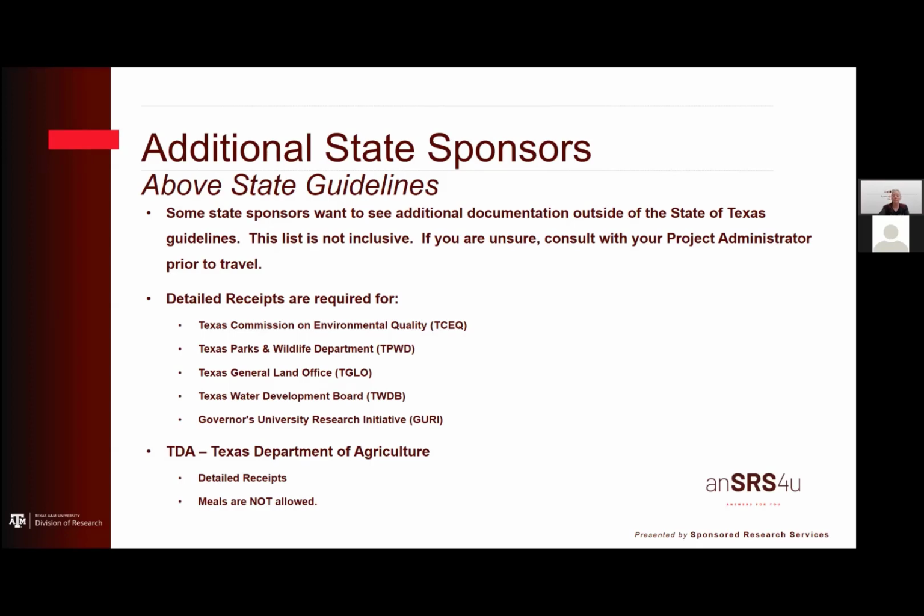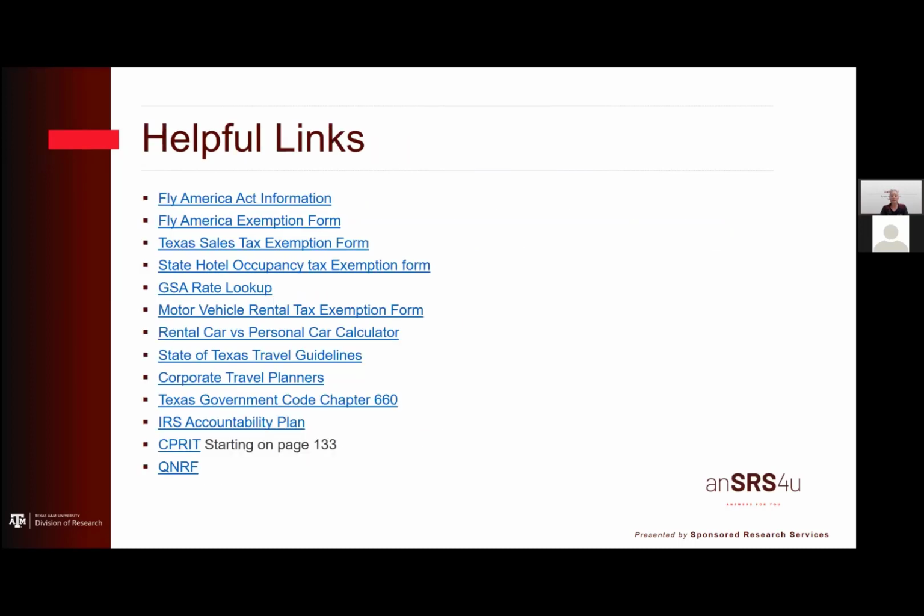If you do not have a full receipt, there is a form you can fill out called Document in Lieu of Receipt, and you have to sign it, list everything that you ate, and upload that to the receipts of the travel report. And here are the helpful links in case you need any forms or want to see the travel policies of CPRIT or QNRF.